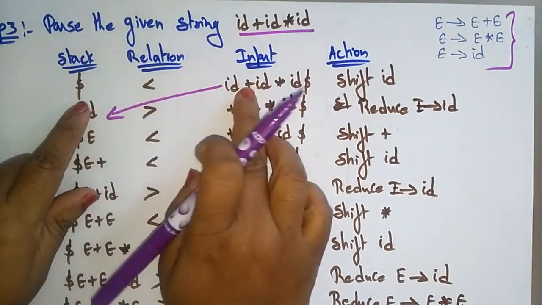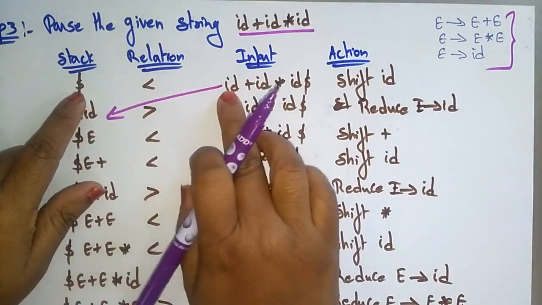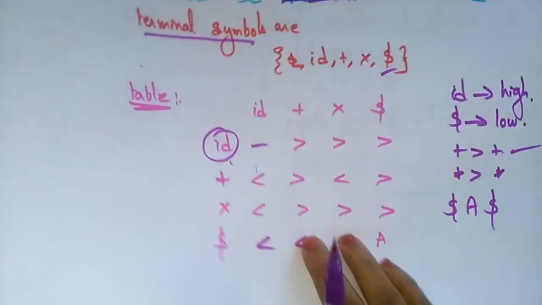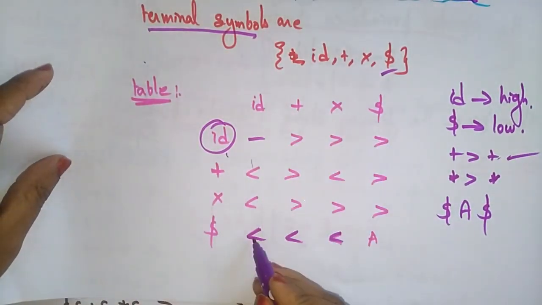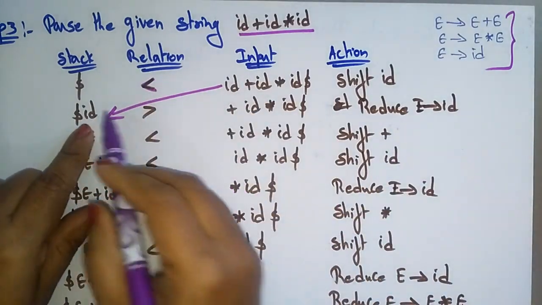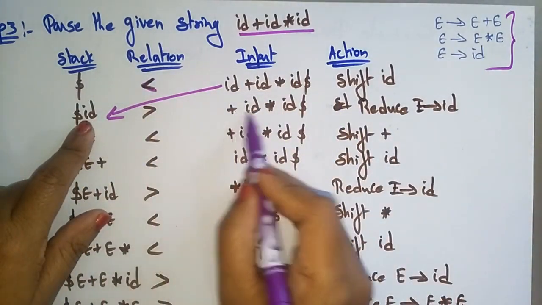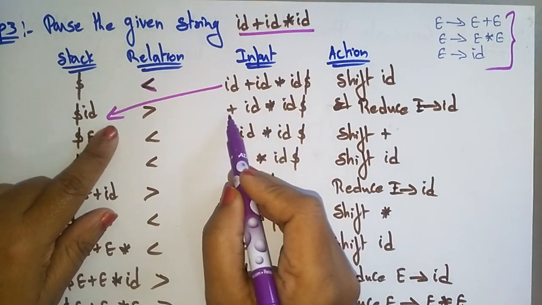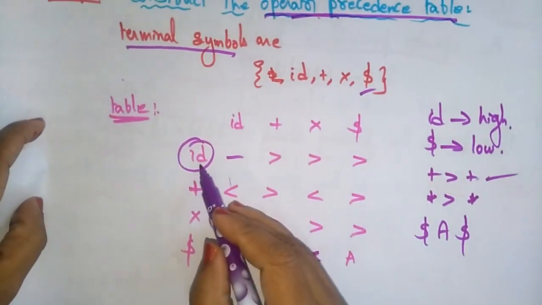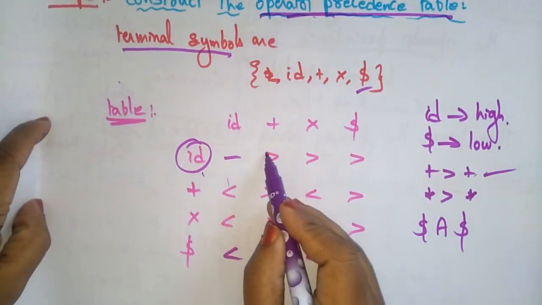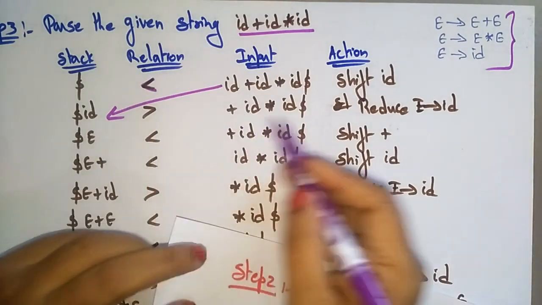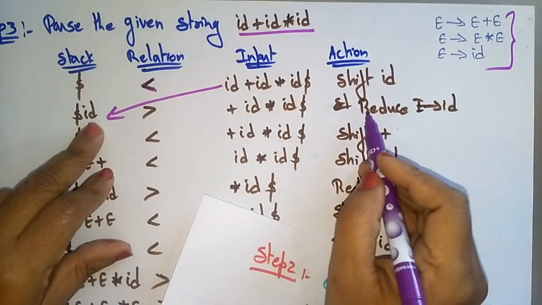After shifting the ID, here I need to check the relation between dollar and ID. So dollar and ID, dollar is less than ID. So place less than symbol. Now here plus ID star ID. From this ID and plus, what is the relation between ID and plus? ID and plus, the greater relation. So ID plus greater. So after that I have to reduce the ID.